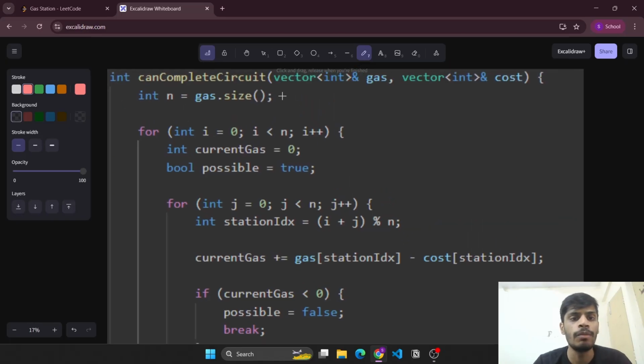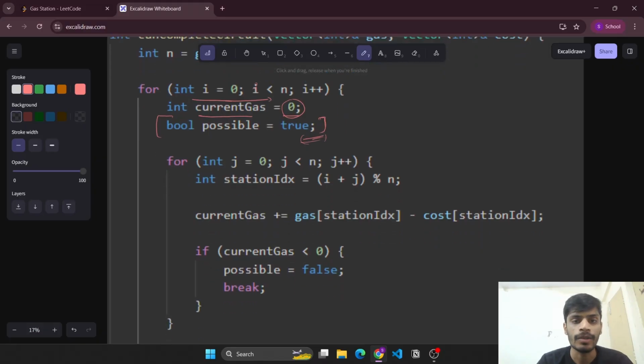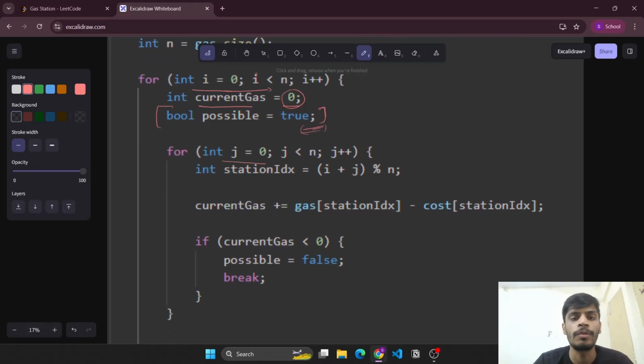So i moves over all possible starting indexes. The current gas that we have initially is 0, and we make this bool possible variable to see whether it is possible to reach back to i starting from i. Now we iterate through j for all possible movements from i. So i plus 0 represents utilizing the gas station at the ith index. Then i plus 1 means we will be utilizing the gas at the (i plus 1)th index. We do this till we reach the (i plus n minus 1)th index.